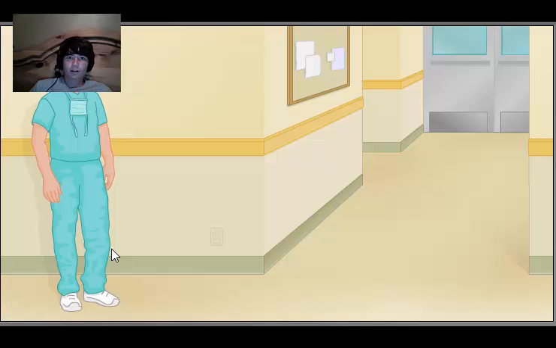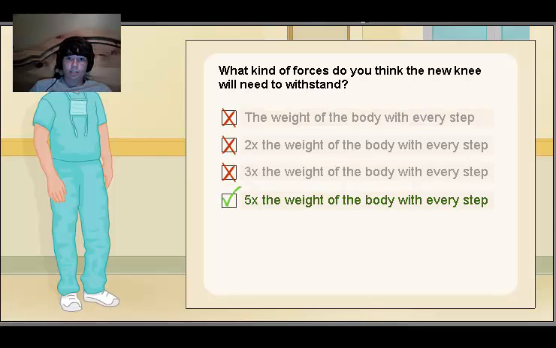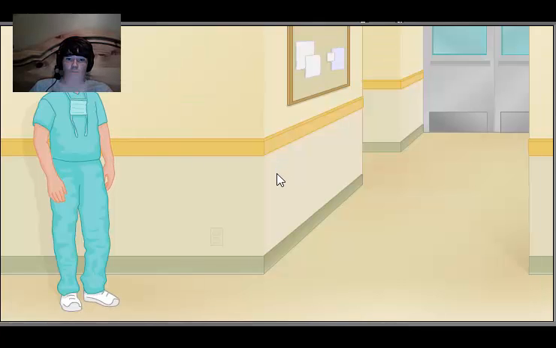Before you leave, let's think about the life of the new knee components. What kind of forces do you think the new knee will need to withstand? Alright, the surgery is done. People average about 5,000 steps per day. Our patient's new prosthetics will withstand a great deal of force, for 36 million steps or more.